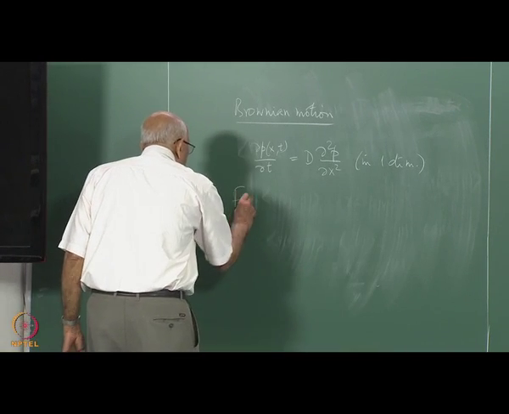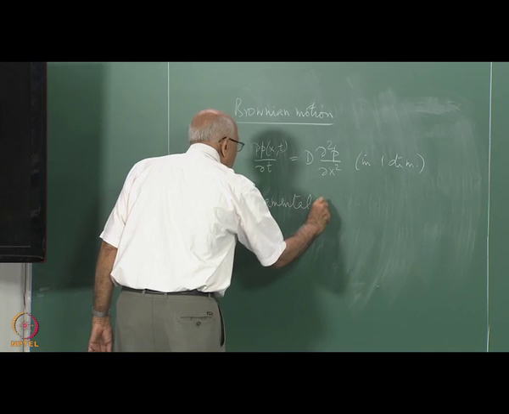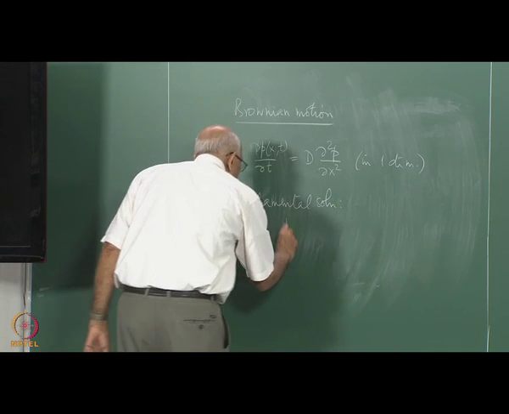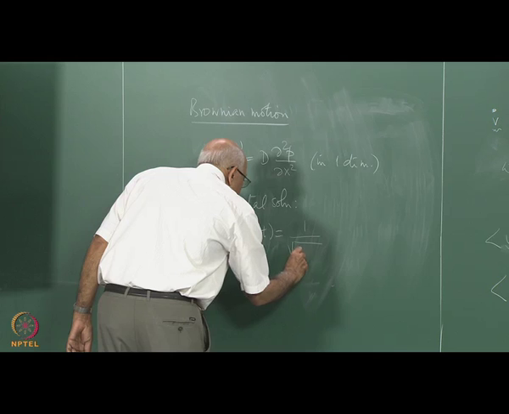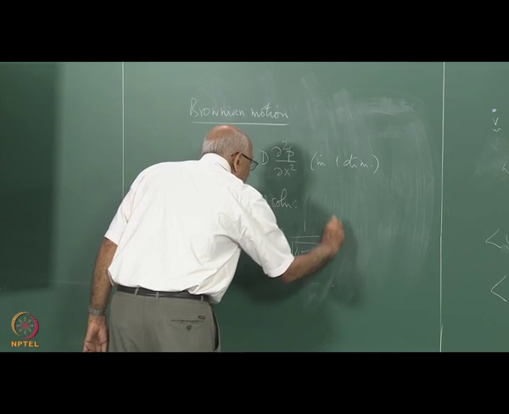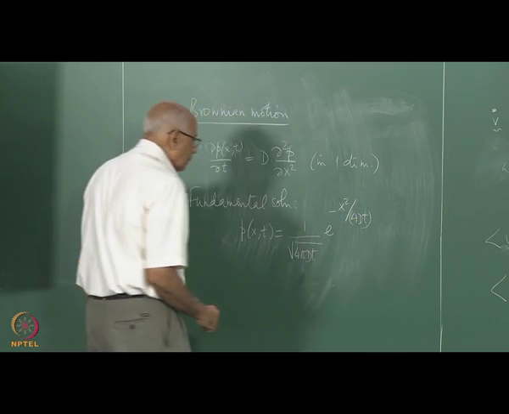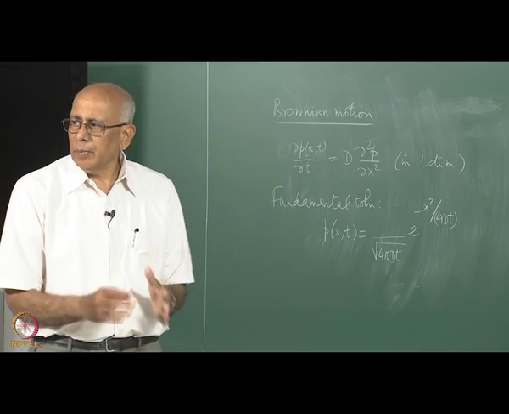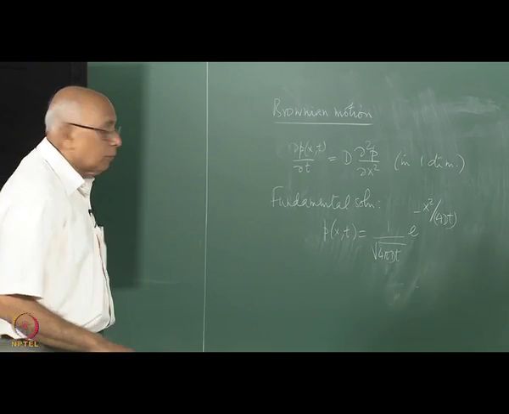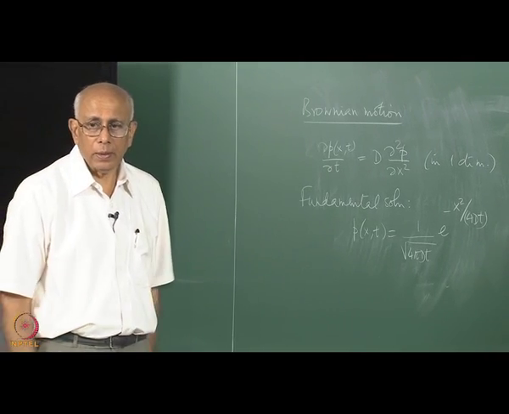So the fundamental solution is p of x comma t. The normalized solution is 1 over square root of 4 pi D t, e to the minus x squared over 4 D t. That was the basic solution. Now, of course, if you started this process at some time t prime, then t gets replaced by t minus t prime, and if you start at some point x naught, then x gets replaced by x minus x naught.